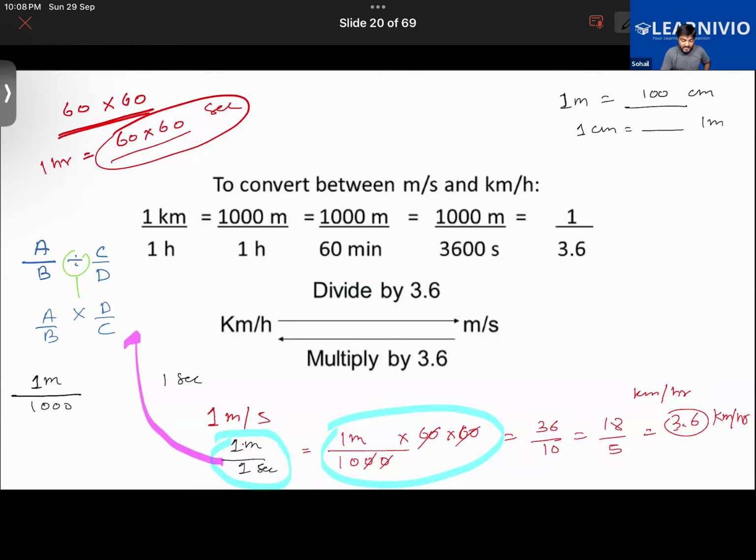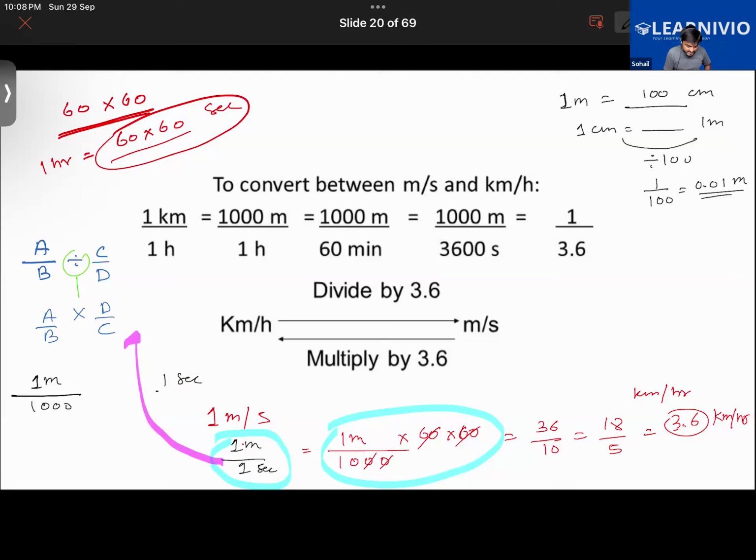So how did you calculate it? You calculated it by dividing by 100, basically 1 upon 100. That is 1 upon 100 equals 0.01 meter. Here again, we are going from a smaller unit to a bigger unit, so we have to do division.